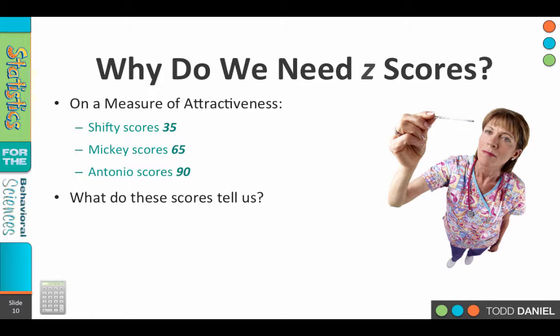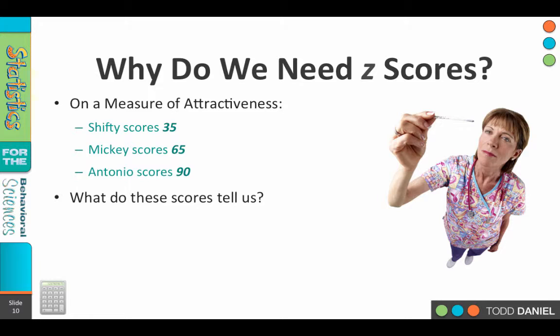So we have this measure. It's a measure of attractiveness. And 3 guys take this test. Shifty scores a 35. Mickey scores a 65. And Antonio scores 90. What do these scores tell us?